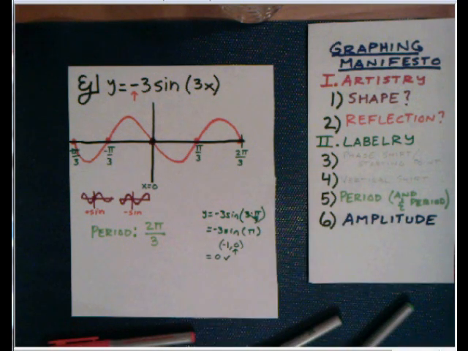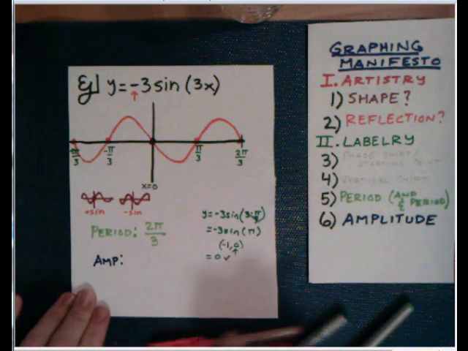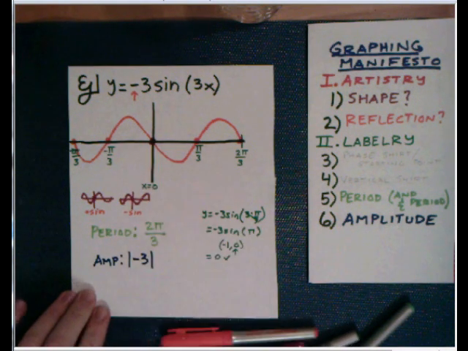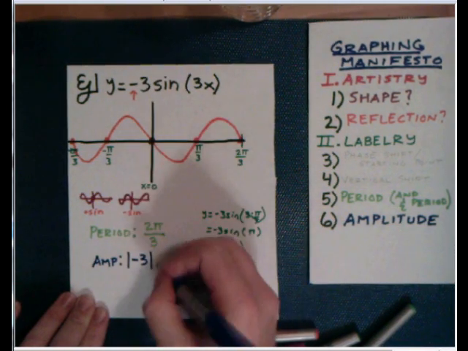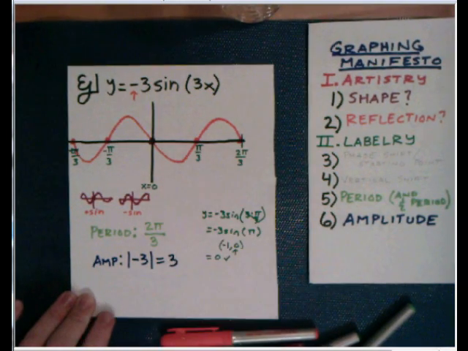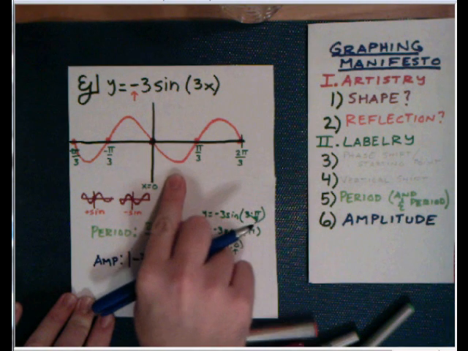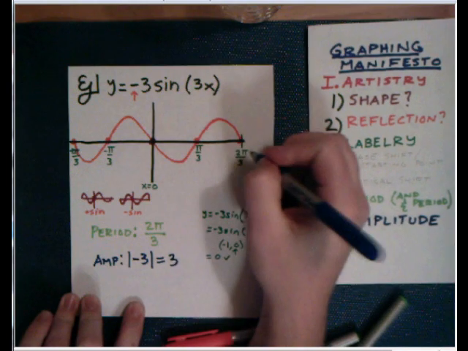We've labeled stuff. Now we've just got to take care of the amplitude. And again, amplitude's in the label section of the Graphing Manifesto because it really comes down to just labeling stuff. So first, let's technically find it. I know this will be one of those things that eventually you'll get kind of quick at, but for now, let's be careful. So the amplitude is the absolute value of whatever number's in front. In this case, that number that's multiplied times sine is negative 3, so the absolute value is positive 3. So what that means is that's going to change how high up and how low down our peaks and valleys are going to become on this graph.